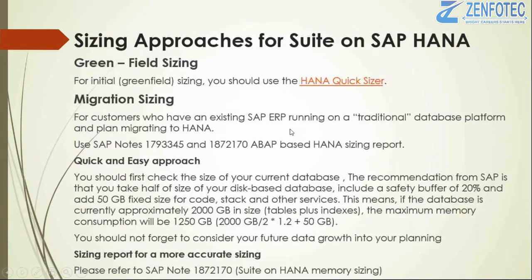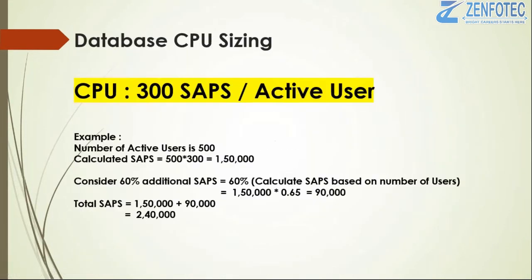One active user will consume 300 SAPs. In SAP systems, when we do the sizing for the CPU, we consider the SAPs. So one active user will consume 300 SAPs. Sorry to interrupt you, but this 300 SAPs is standard, right? It's a rule of thumb. It is standard, despite any database, any hardware, any software. So it is standard for one active user.